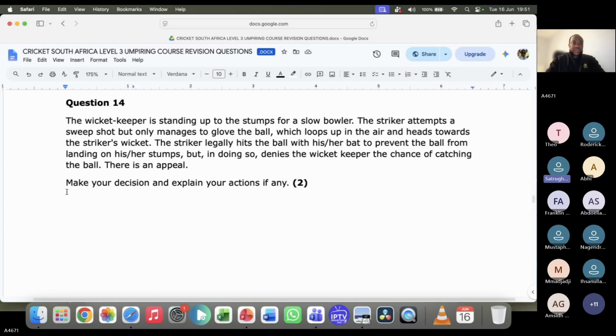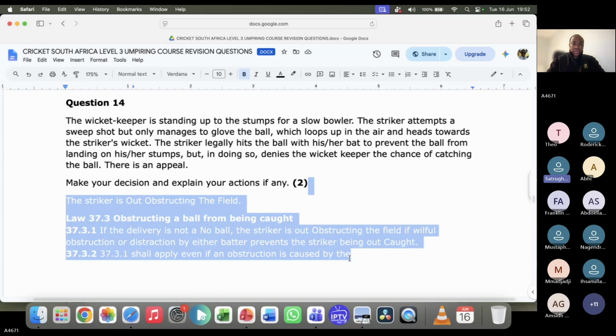On appeal, the striker is out obstructing the field because he is deliberately preventing the catch. So it is illegal. According to law, he will be out obstructing the field. He can lawfully guard the wicket except preventing catching. That's it.